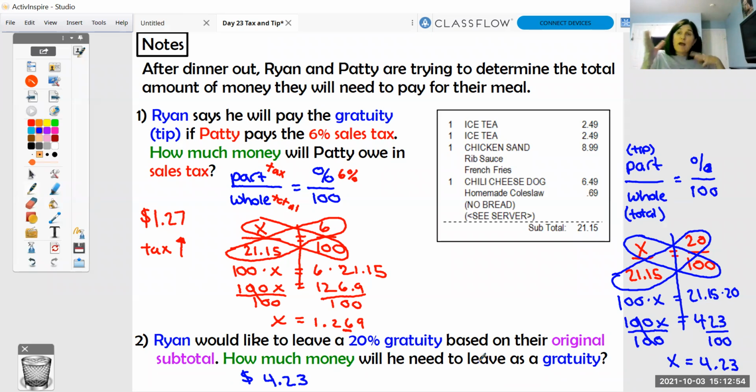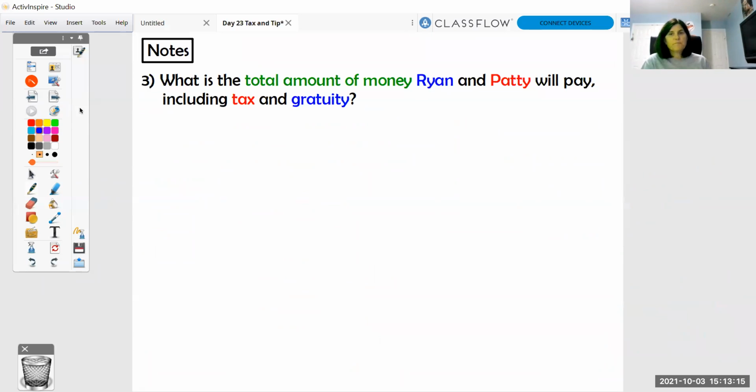So now we're going to move into how do we figure out the total? I bet you guys already know that in your head. We have the amount that they spent on their food and drinks. We have the tax, and we have the tip that we have to put all together to get the final amount that they're going to leave before they leave the restaurant, the amount that they're going to give the server.